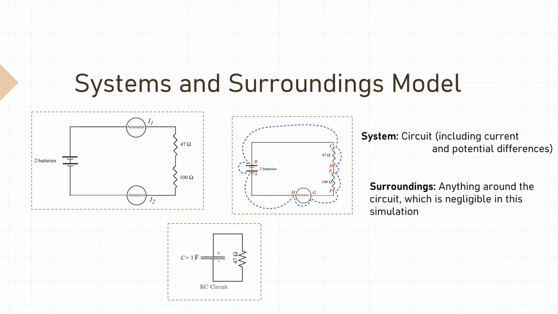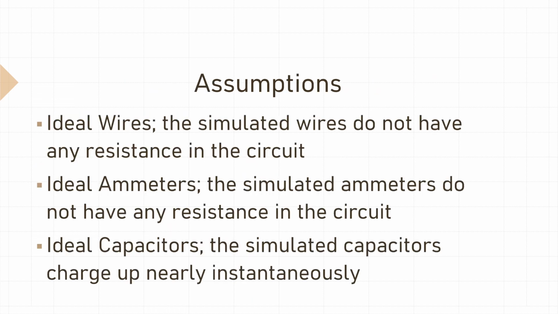The system is the circuit, including current and potential differences, and the surroundings are anything around the circuit, which is negligible in this simulation. Some assumptions we can make are that ideal wires and ammeters are used, which means they don't have any resistance to the circuit, and ideal capacitors are used, where they charge nearly instantaneously.